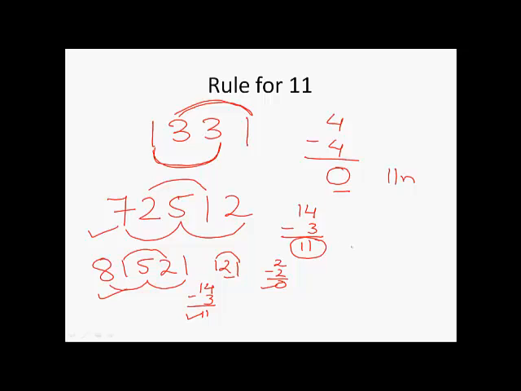So the difference of the numbers in the odd places and the even places, if it is 0 or a multiple of 11, then the given number is divisible by 11.